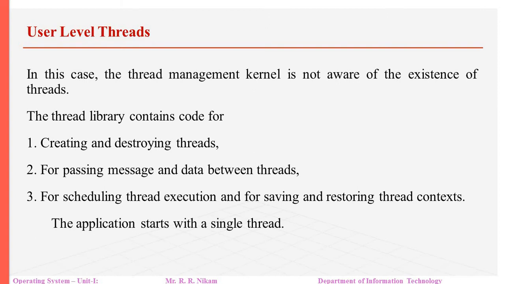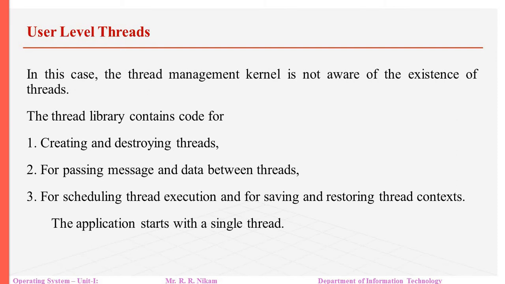We'll first discuss user level threads. In this case, the kernel is not aware of the existence of threads. Here the kernel is not aware of the thread. The thread library contains code for three things. The first one is creating and destroying threads. Second is for passing messages and data between the threads. And the third one is for scheduling thread execution and for saving and restoring thread context. These are the three things for which the thread library contains the code.